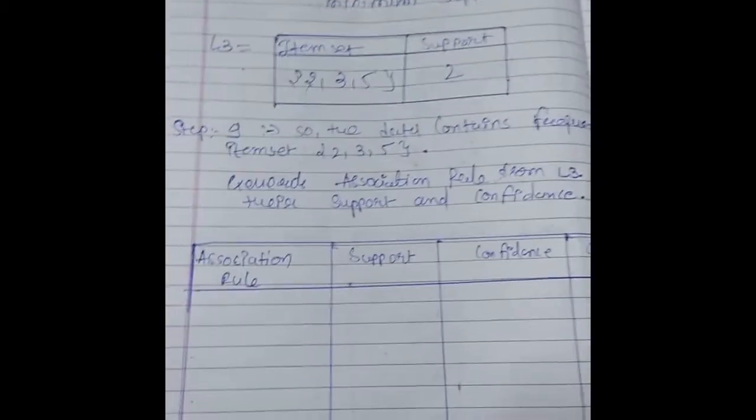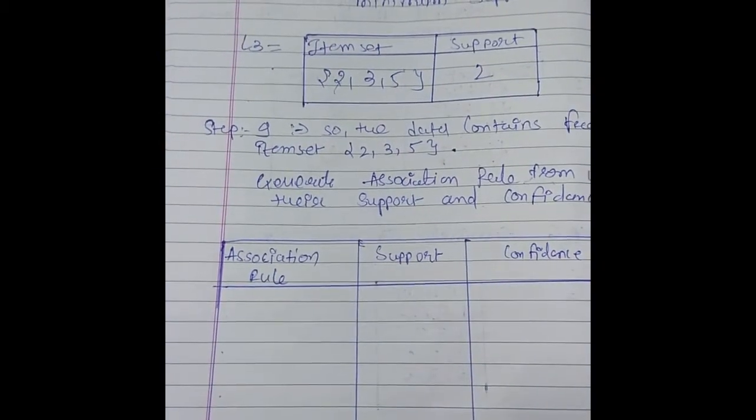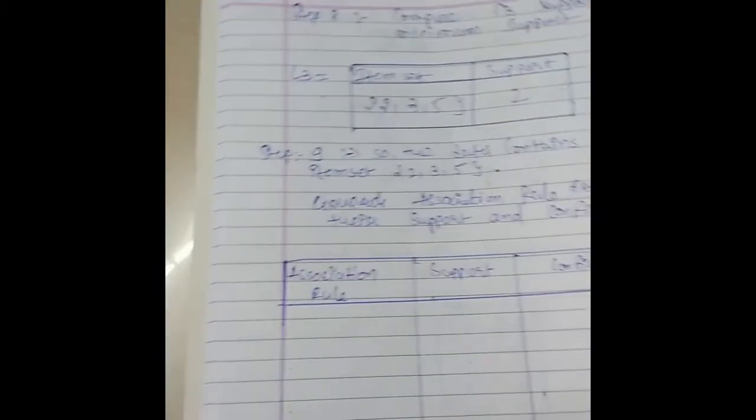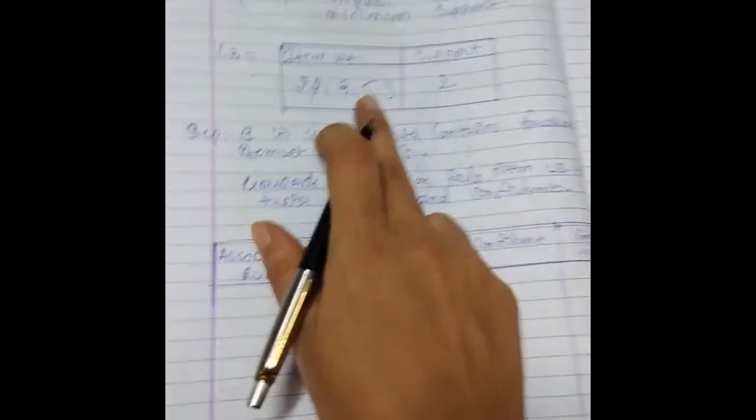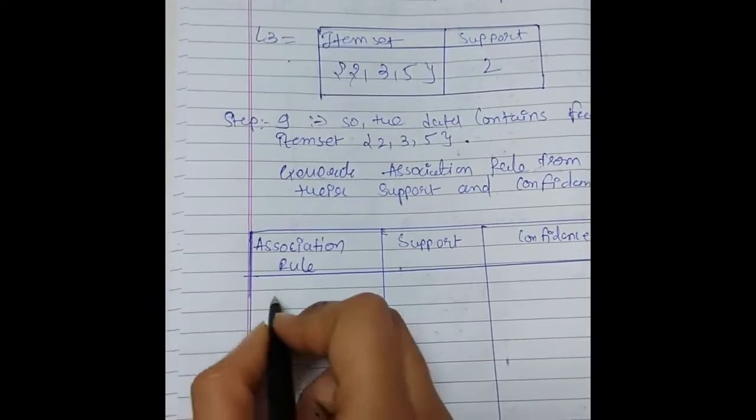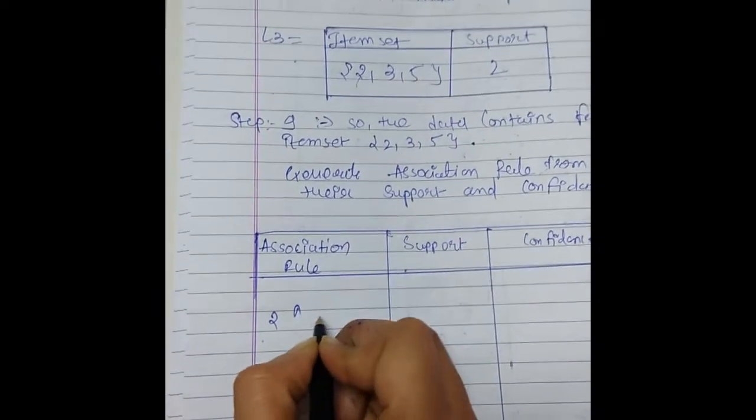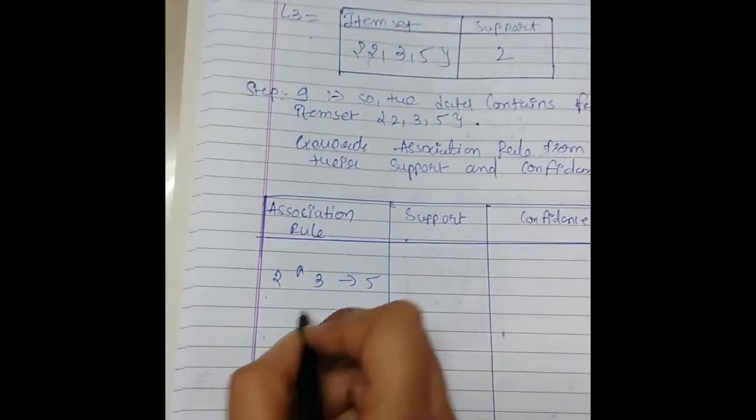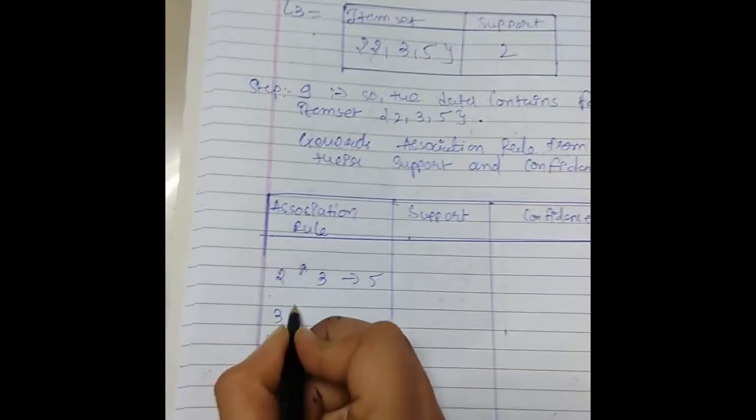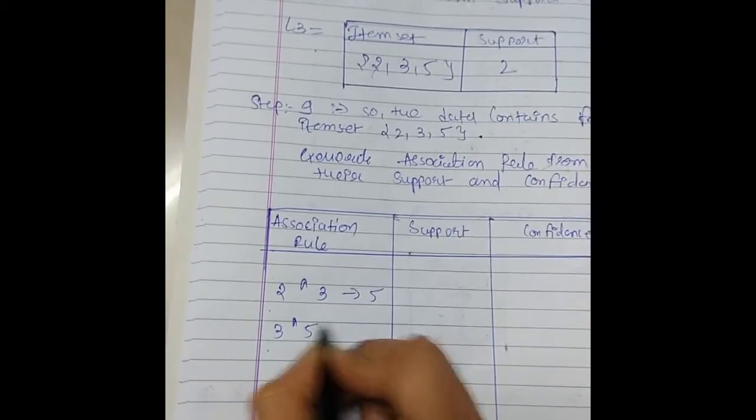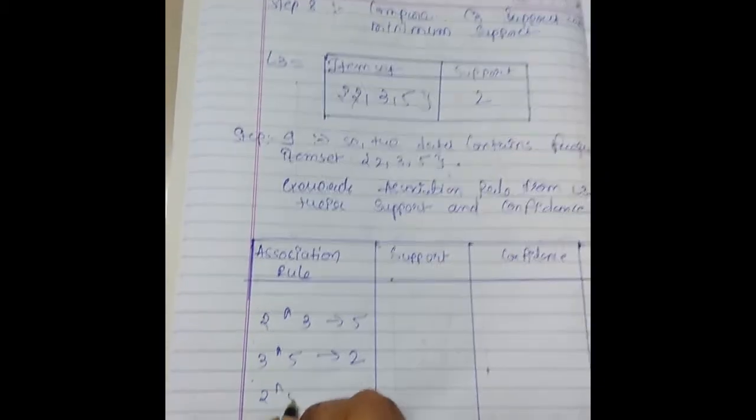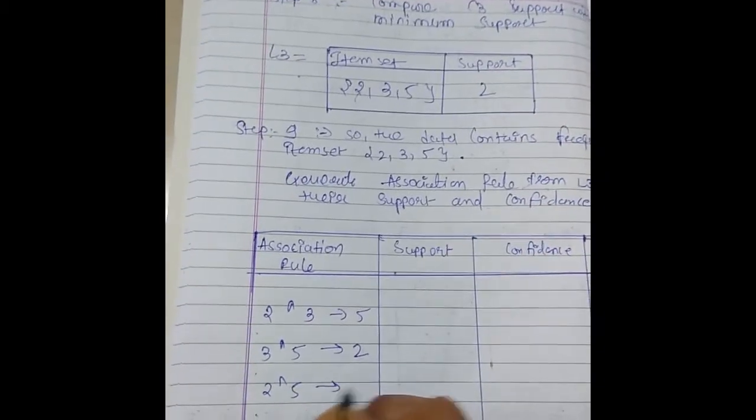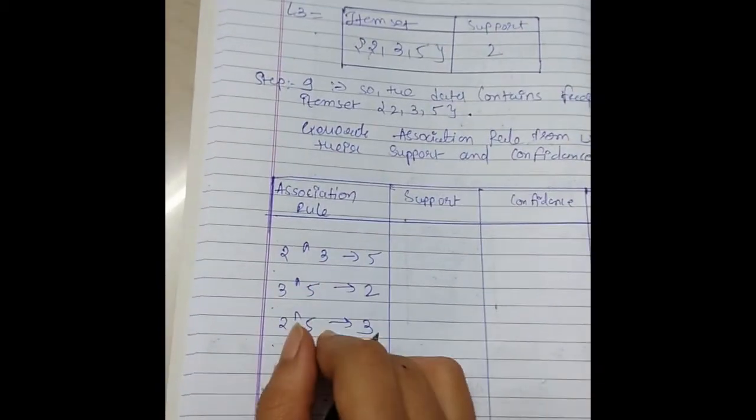Now we all know an association rule is an if-then rule. So it is created like this. 2 and 3 implies 5. This is the first rule. The next rule is 3 and 5 implies 2. The third one is 2 and 5 implies 3. So these are the 3 basic rules.